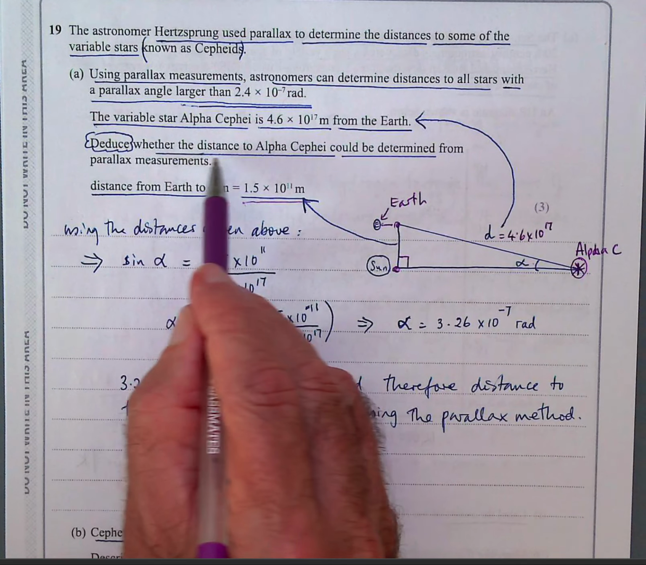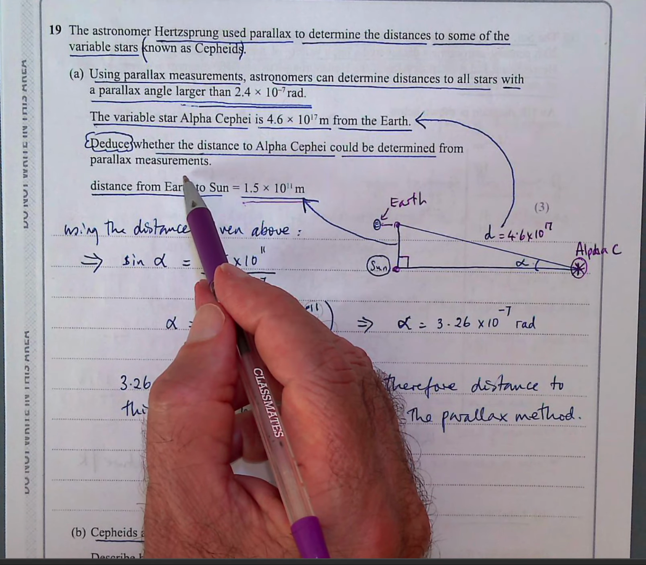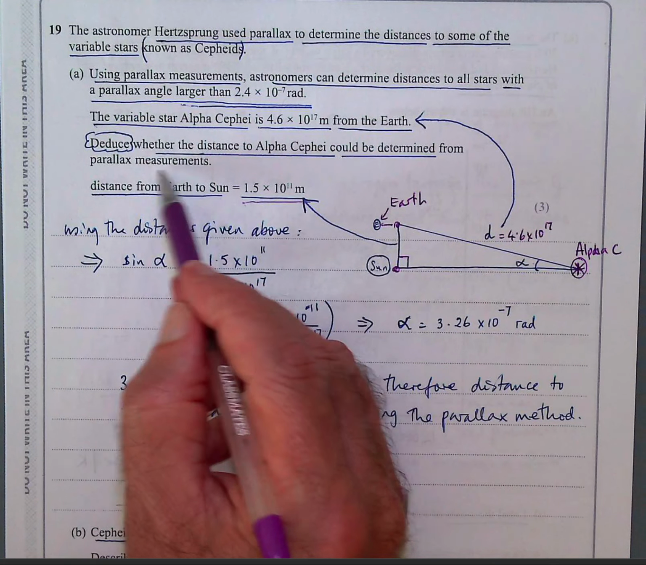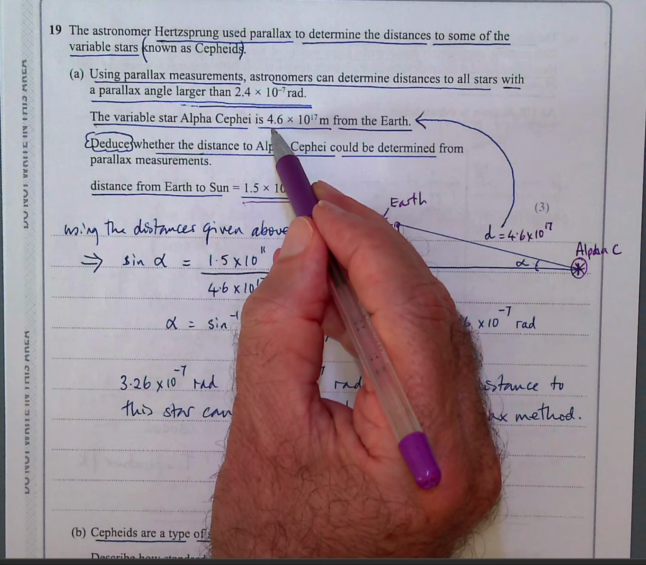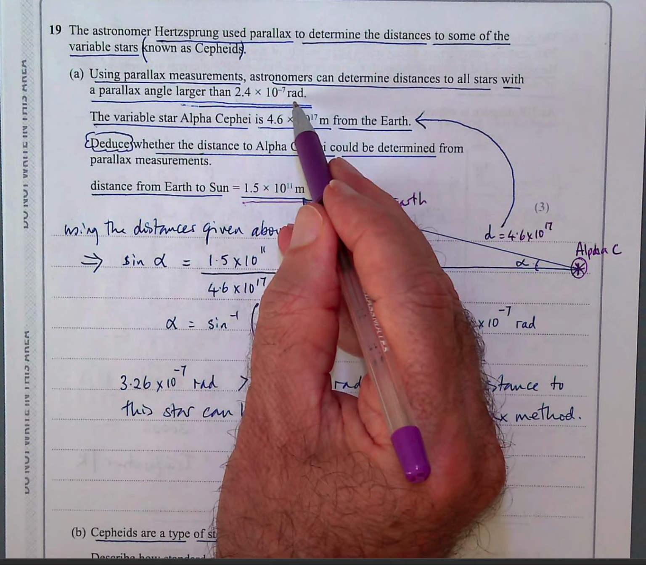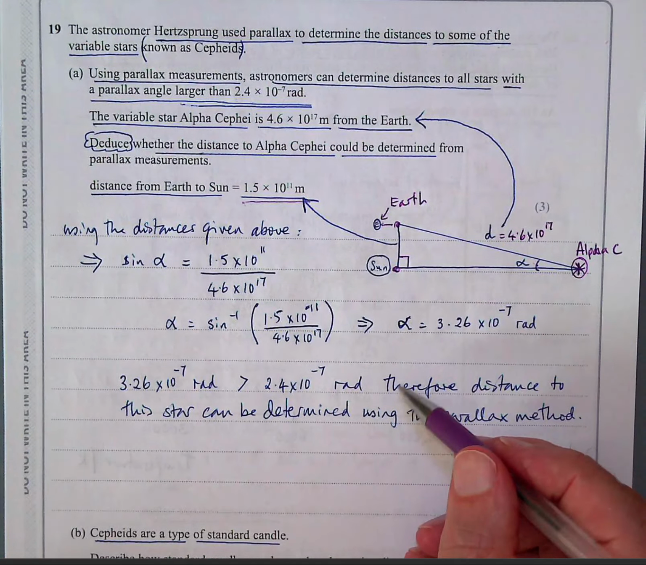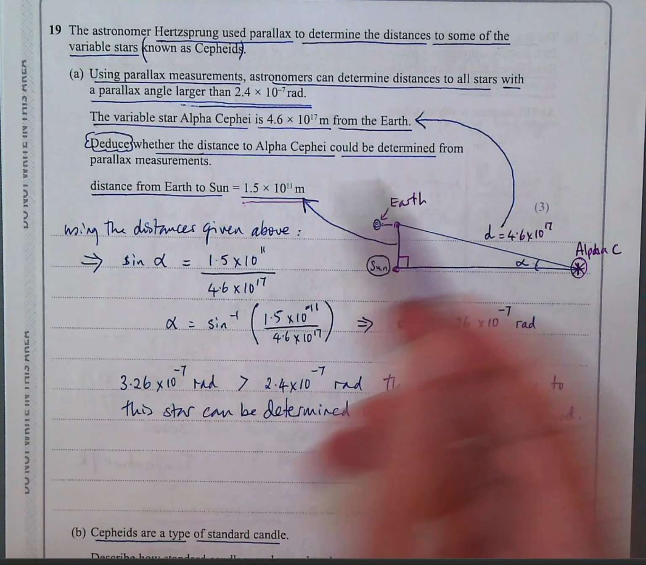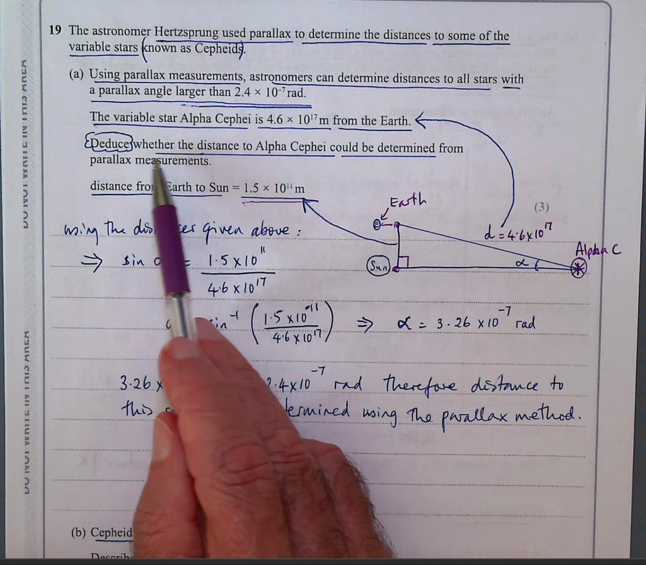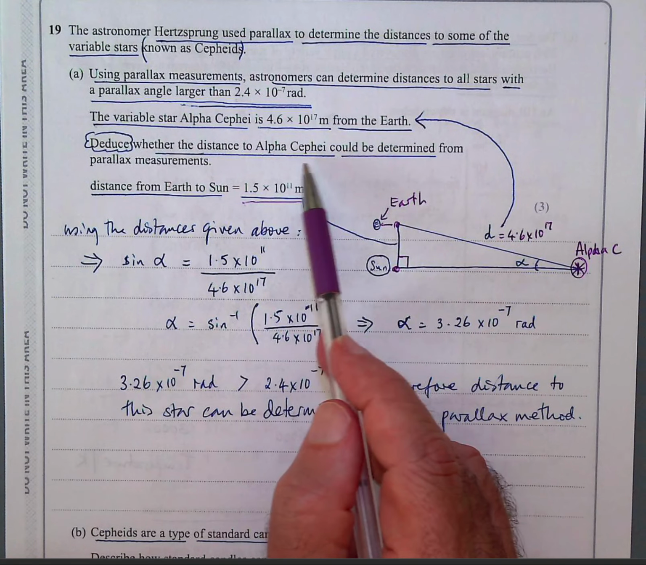Deduce whether the distance to Alpha Cephei could be determined from the parallax method. Remember, parallax measurements can only be done if the angle here is greater than 2.4 times 10 to the minus 7 radians, which is a very small angle. Obviously when the angle gets too small, we can't measure it, so that's why there's a limit to this method. So we've got to deduce whether the angle is larger than 2.4 times 10 to the minus 7 radians.